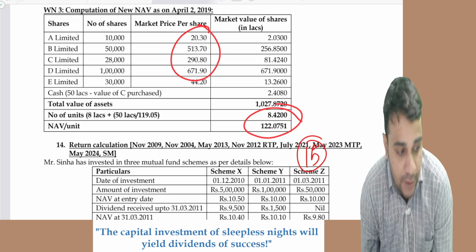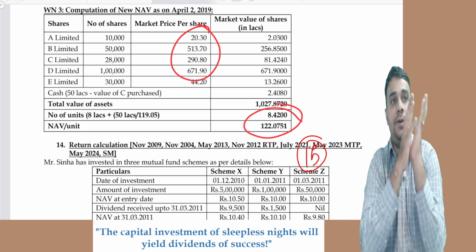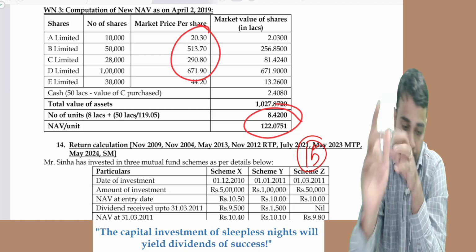Now, the point is very simple. If a person has come in, he will be allotted units at the NAV. Any doubts here? Clear? Can we proceed?